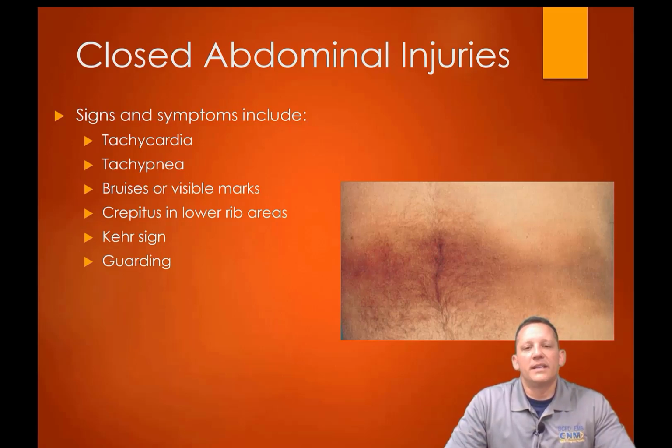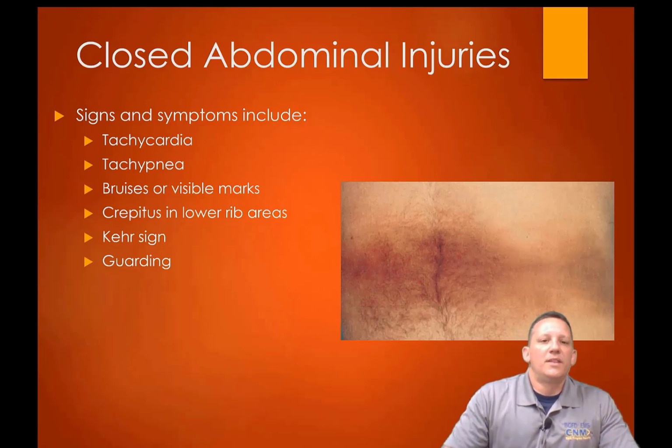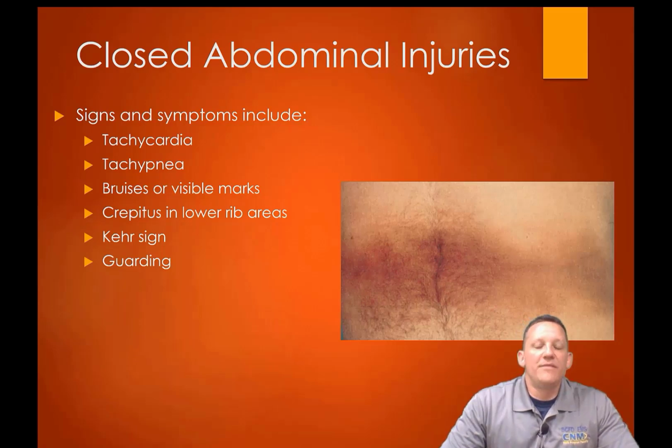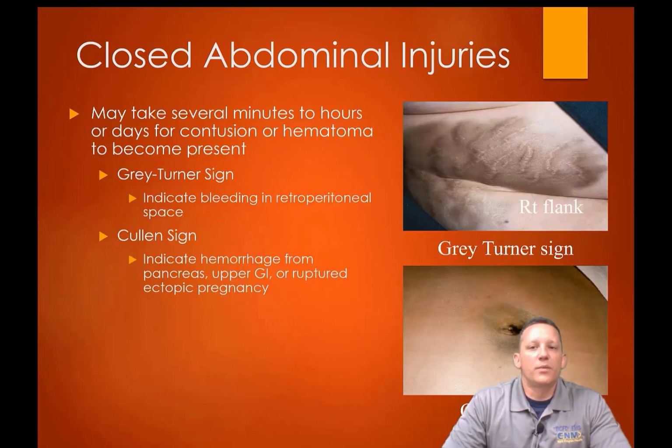We also have the Kehr sign, and the Kehr sign is when you have somebody laying on their back for a prolonged amount of time, say waiting to be seen by a physician, and then we see some kind of unexpected blood or discoloration in the shoulder, and that's from blood leaking through the peritoneal space and then making its way up underneath the skin and pooling in a low-lying area. If the patient is guarding their abdomen, that's obviously a very significant sign that they have some kind of inflammation or trauma or injury.